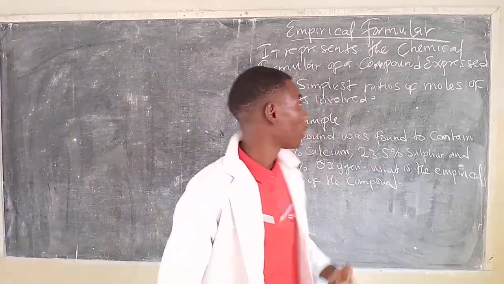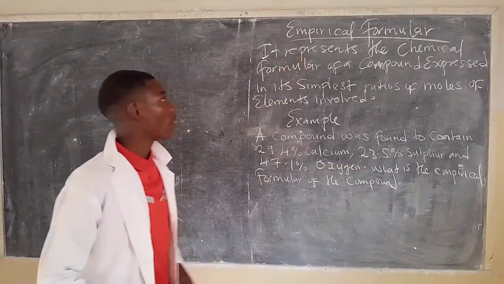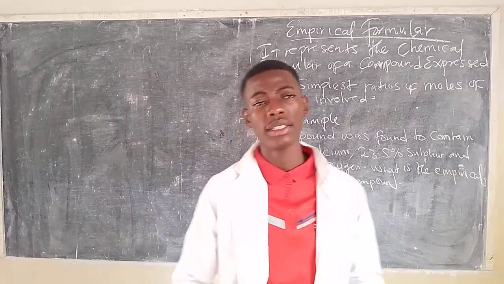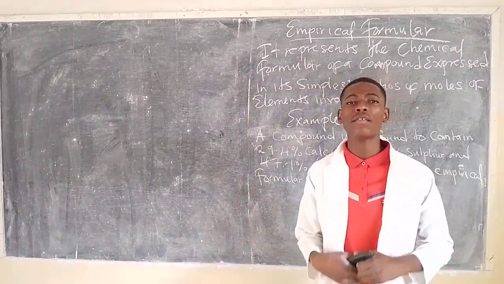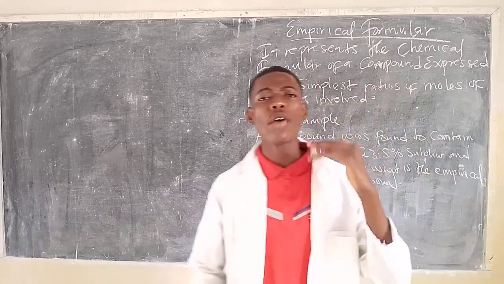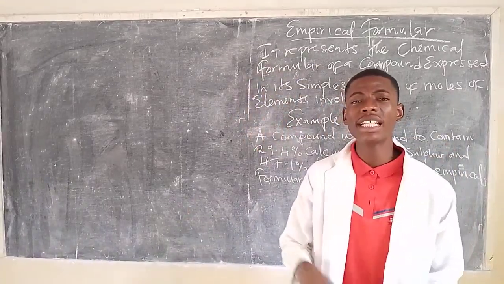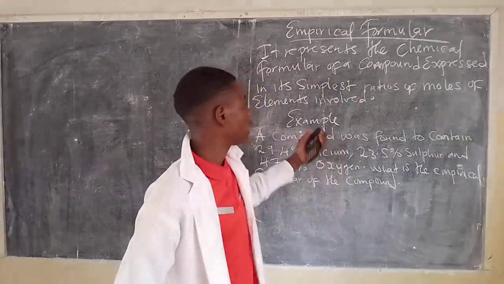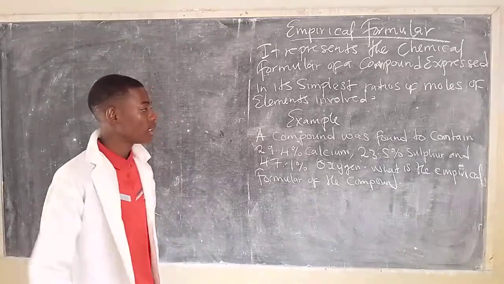So as for today, we are finding what we call the empirical formula of a compound. Now we must know what the empirical formula is. The empirical formula refers to the chemical formula of a compound expressed in its simplest terms. So all the elements that are present there are expressed in their simplest terms.